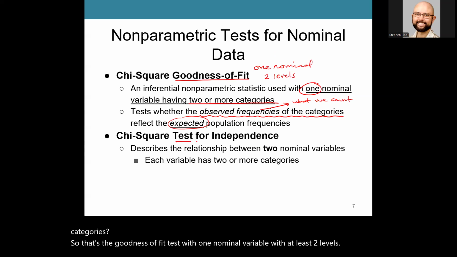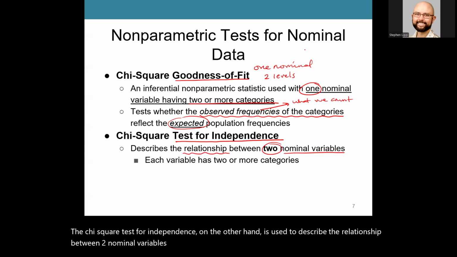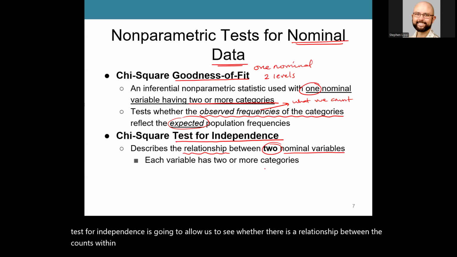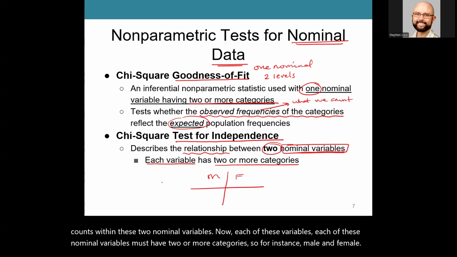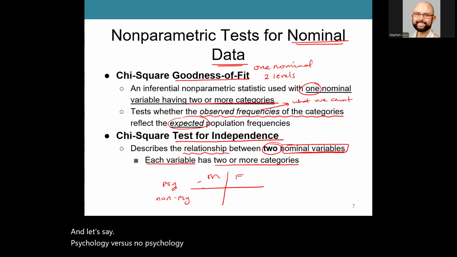The chi-square test for independence, on the other hand, is used to describe the relationship between two nominal variables. So we're still sticking with nominal data, but the chi-square test for independence is going to allow us to see whether there is a relationship between the counts within these two nominal variables. Now, each of these nominal variables must have two or more categories. So for instance, male and female, and let's say psychology versus no psychology, right? And we make certain counts of people that fall within these categories.